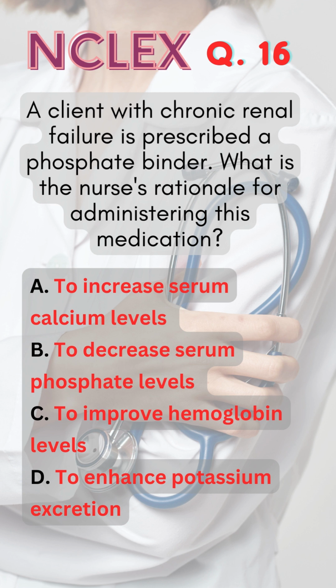Question: a client with chronic renal failure is prescribed a phosphate binder. What is the nurse's rationale for administering this medication? A. To increase serum calcium levels. B. To decrease serum phosphate levels. C. To improve hemoglobin levels. D. To enhance potassium excretion.